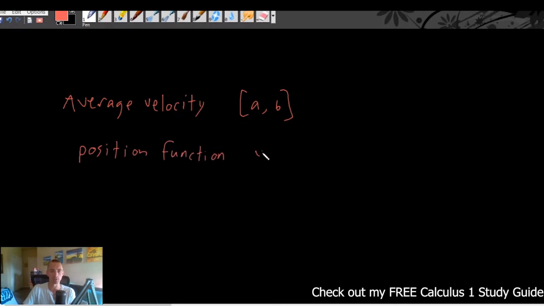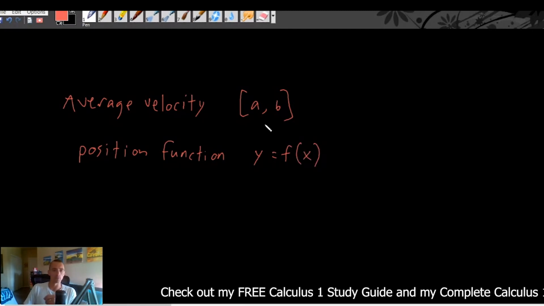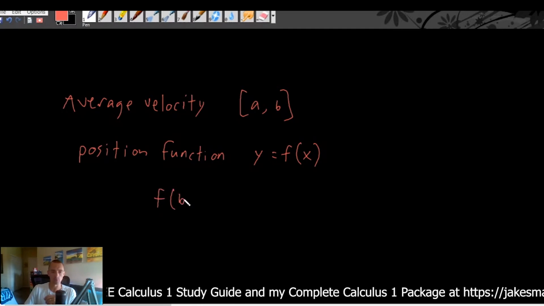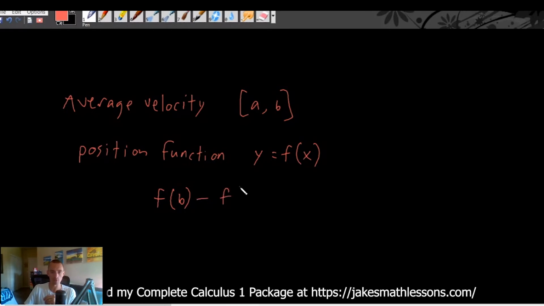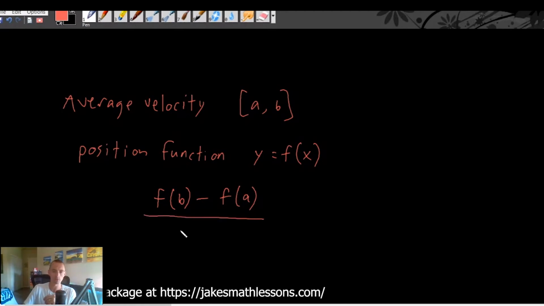let's just say this function is y equals f(x). To find the average velocity over A to B, all you have to do is take f(b), so basically just plugging in your second point into your function, minus whatever you get out from plugging in your first point into your function, so f(b) minus f(a), over b minus a. So you're just going to plug in your second point into your position function, plug in your first point into your position function. That'll be the numerator, the difference between those two things. And then the denominator is just the difference between your second point minus your first point.